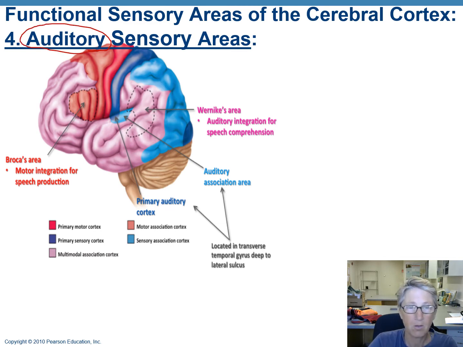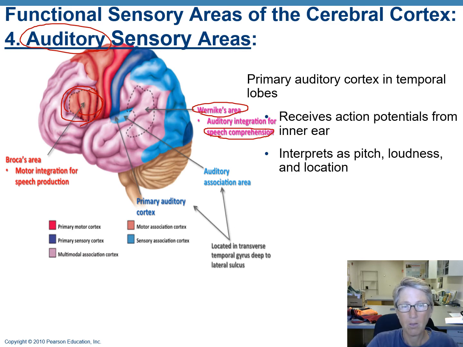So auditory, that has to do with hearing. So remember, in this cartoon, it shows the Broca's area. Remember, that was from the last video, motor integration to produce speech. Well, now, Wernicke's area is also on the left hemisphere. Wernicke's area integrates information so that you can comprehend speech. So one area allows you to produce speech, that's Broca's area. The other area allows you to comprehend what a person is saying or your dog is saying.